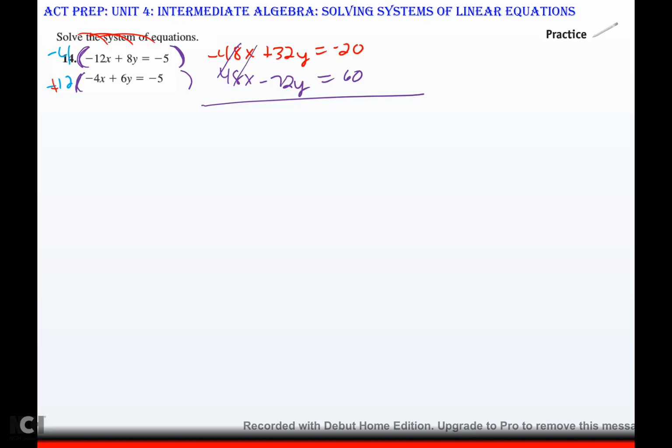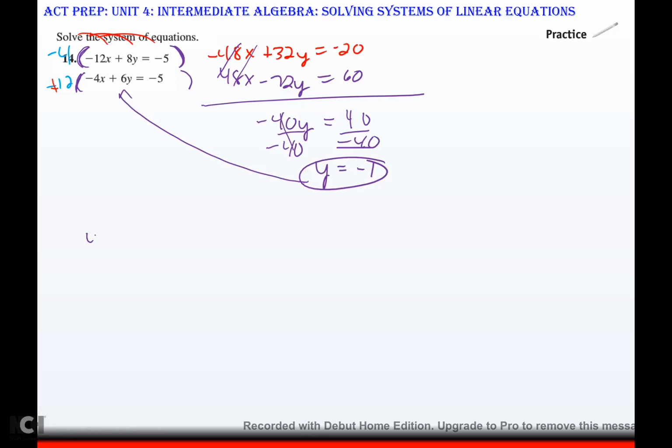So the x's cancel. 32 take away 72 is -40y equals -20 plus 60 is positive 40. So to get y alone, I'm going to divide by -40, and y equals -1. So now I got to substitute. So I have -4x plus 6 blank equals -5. I plug in my -1. That's going to be -4x minus 6 equals -5.